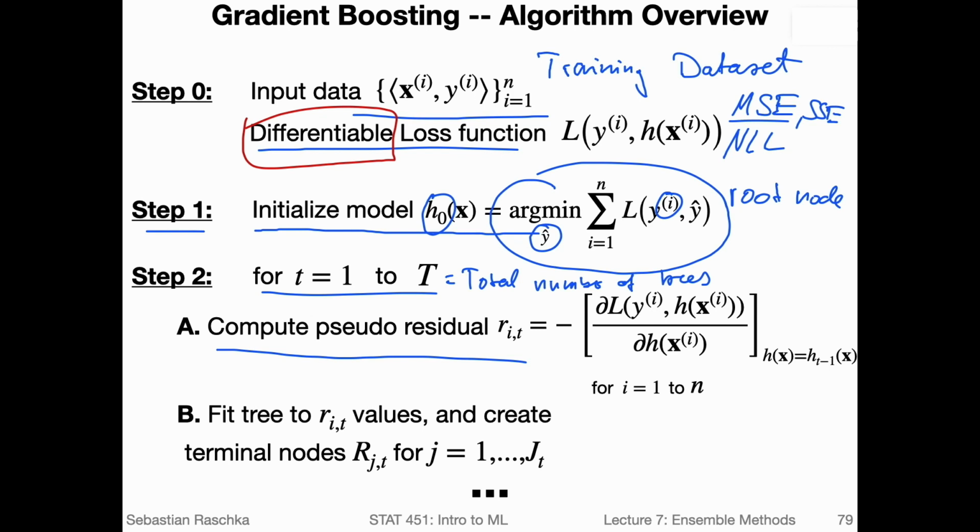So then we would compute the partial derivative of the loss with respect to the predictions. And I should say, these predictions are of course the predictions from the previous round, so from round T-1, right? Because now we are fitting in the current round a tree based on the errors of the previous round, the residuals. So then we fit the tree and create the terminal nodes. And I will explain these in more detail shortly. I just want to go through the whole algorithm first before I dive into more details.